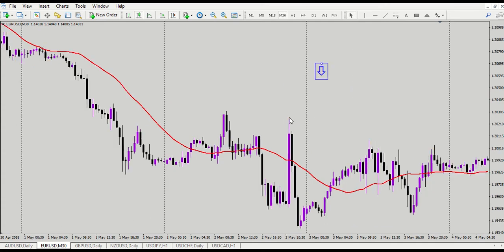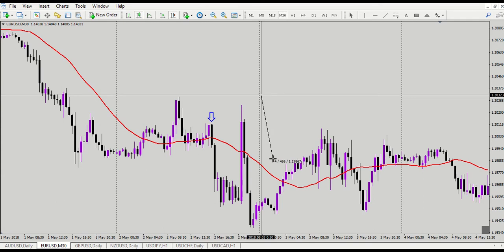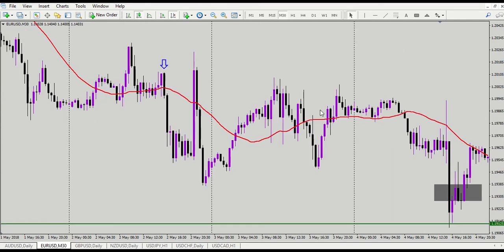No, that's not an engulfing pattern. So let's see. I would have actually taken this one here. It's a nice engulfing pattern. Stop loss would have been up here and take it to the downside, right?